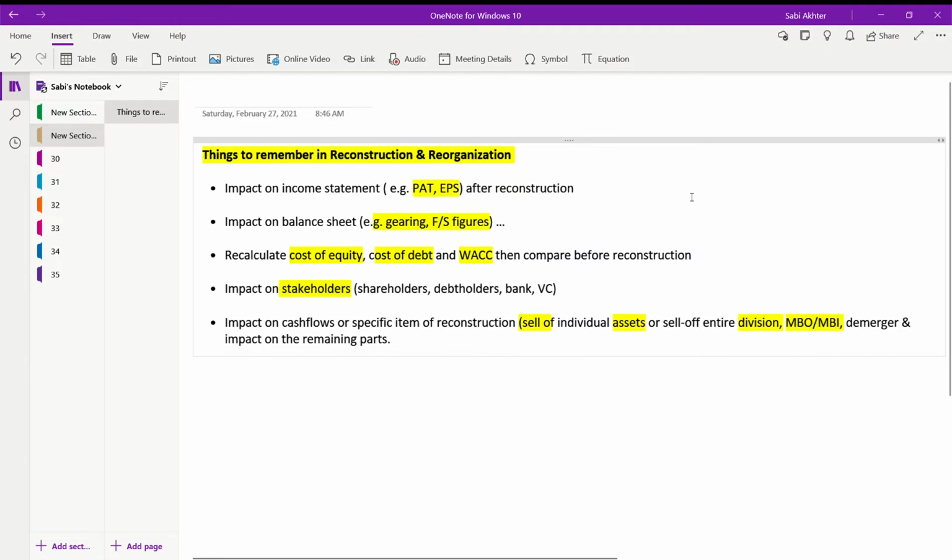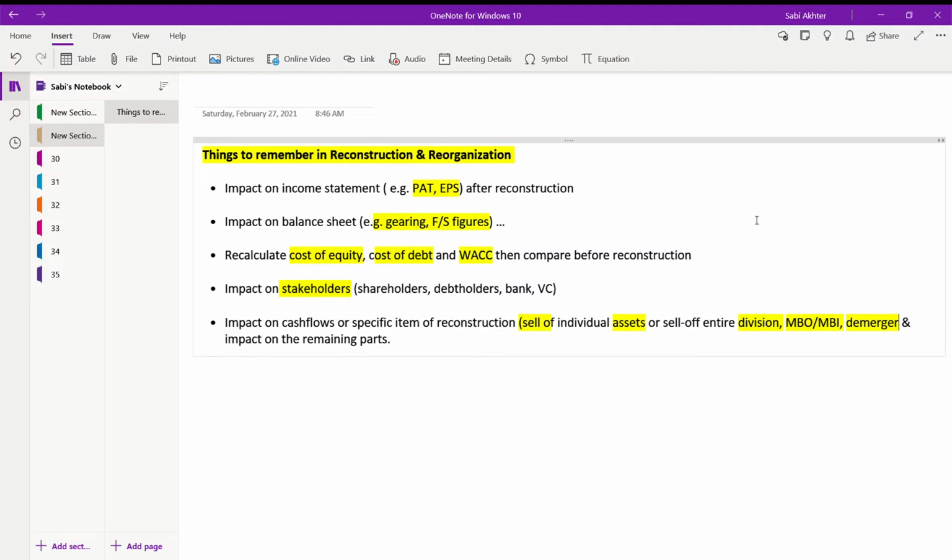So second is this. Third, it could be a demerger. What is the impact of demerger? What is the benefit compared to other options? And finally, don't forget to show the impact on the remaining part. This question will be asked. Definitely, it's not just the impact of selling off that part. No, what is the remaining?